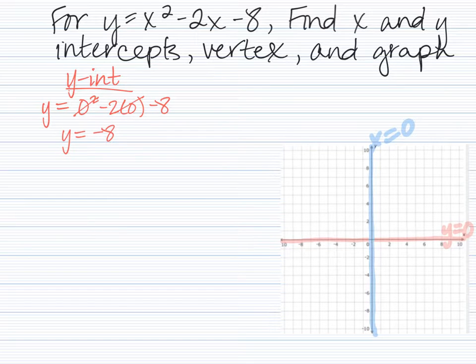And I put that on my graph. That's the point 0, negative 8, right there. That is my y-intercept. Next up is my x-intercepts.